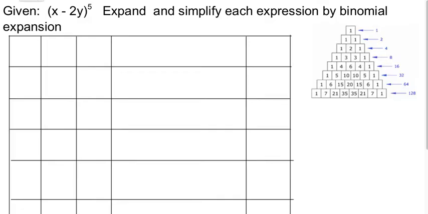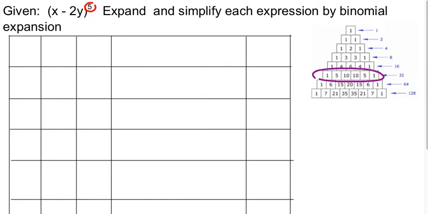Shortcut to using Pascal's triangle with binomial expansion. So here's our problem. We're giving you the quantity x minus 2y raised to the fifth power. We want to expand it using the binomial Pascal's triangle. So we notice that the power is 5. So we go over to Pascal's triangle. These are the numbers we will use.